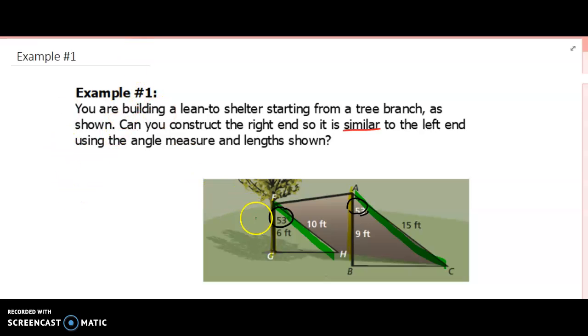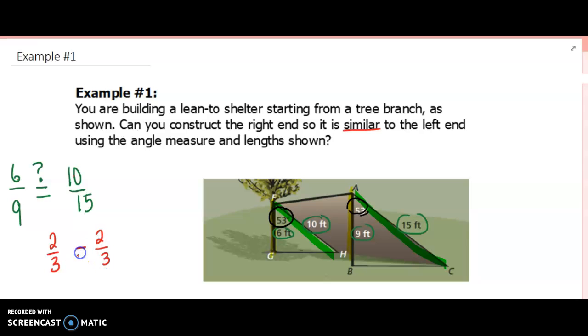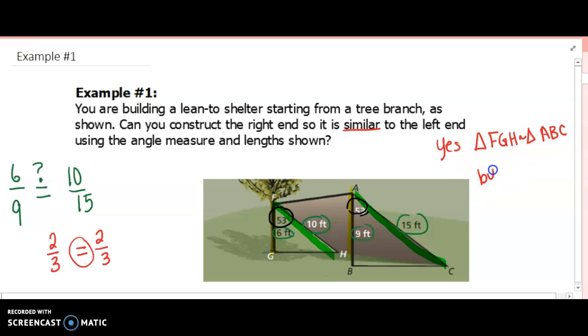So let's do the first one. Is 6 foot over 9 foot, so is 6 over 9 equal to, and I'm going to put a question mark because we don't know, 10 over 15? Okay, so now all we're doing is simplifying a fraction. So 6 over 9 goes to 2/3. 10 over 15 also goes to 2/3. So these are in fact equal. So I can say yes, triangle FGH is similar to triangle ABC by the side angle side similarity.